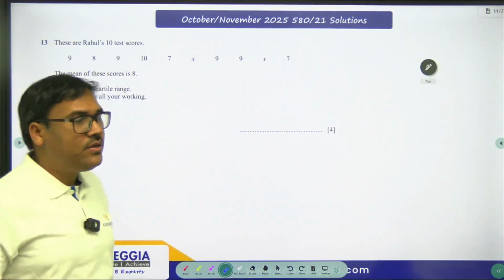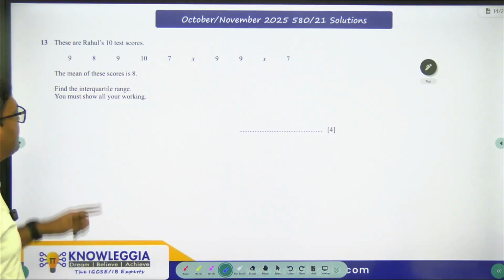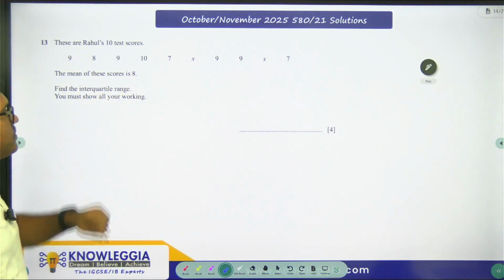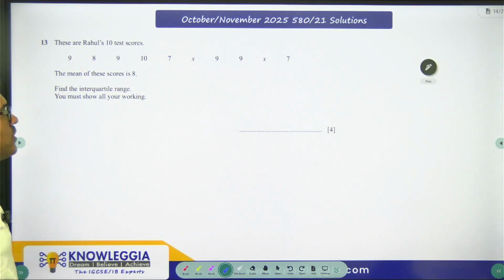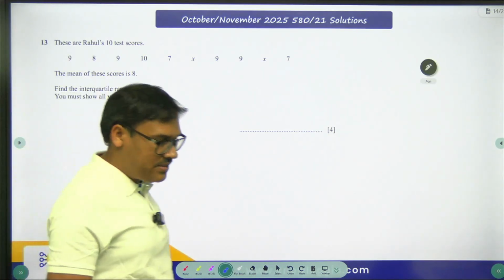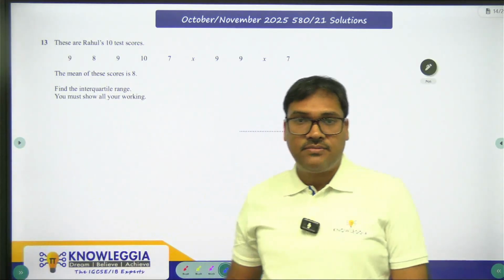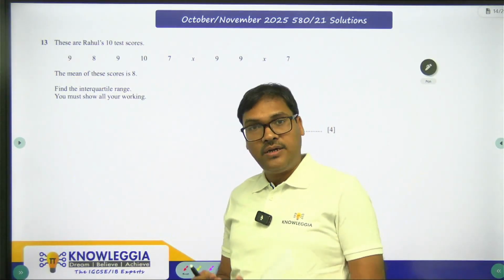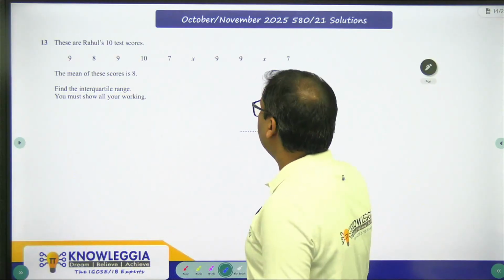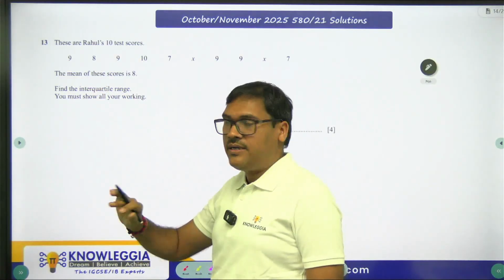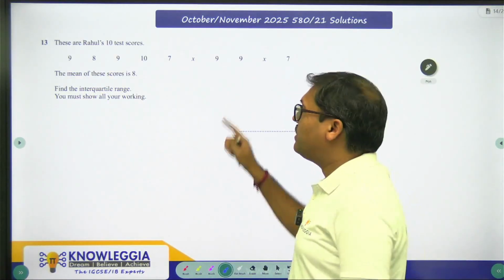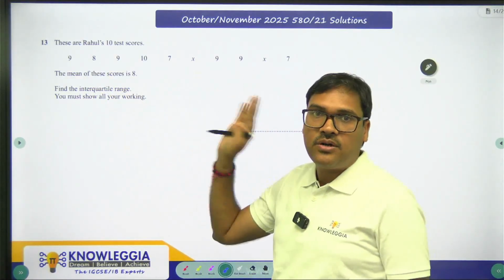Now the next question is on statistics. Here the question is, these are Rahul's 10 test scores and the mean of this score is 8. Find the interquartile range. For finding the interquartile range and median, you have to first arrange the data in increasing or decreasing order. This data is not arranged in any order, so we have to first find the value of x, so that we will be able to arrange this data in an increasing or decreasing order.